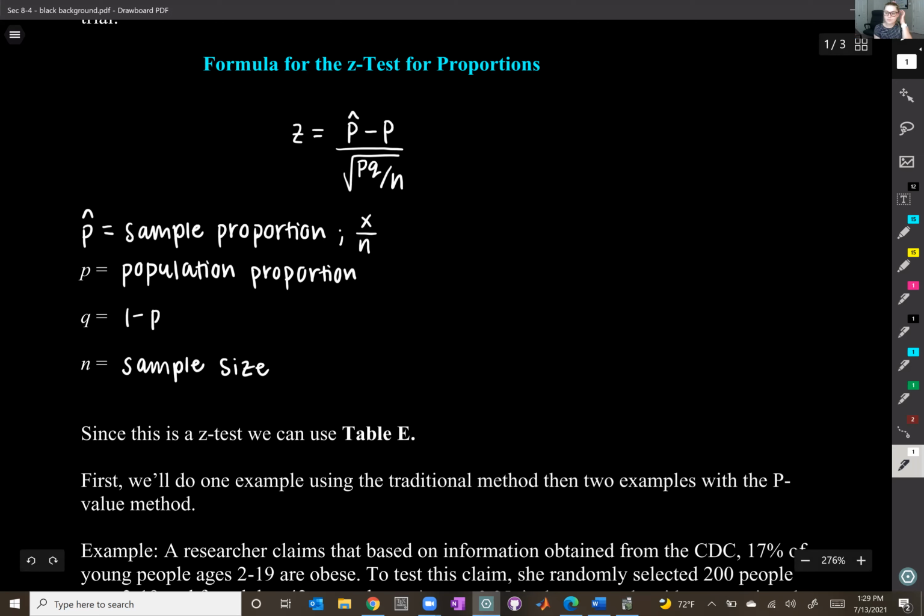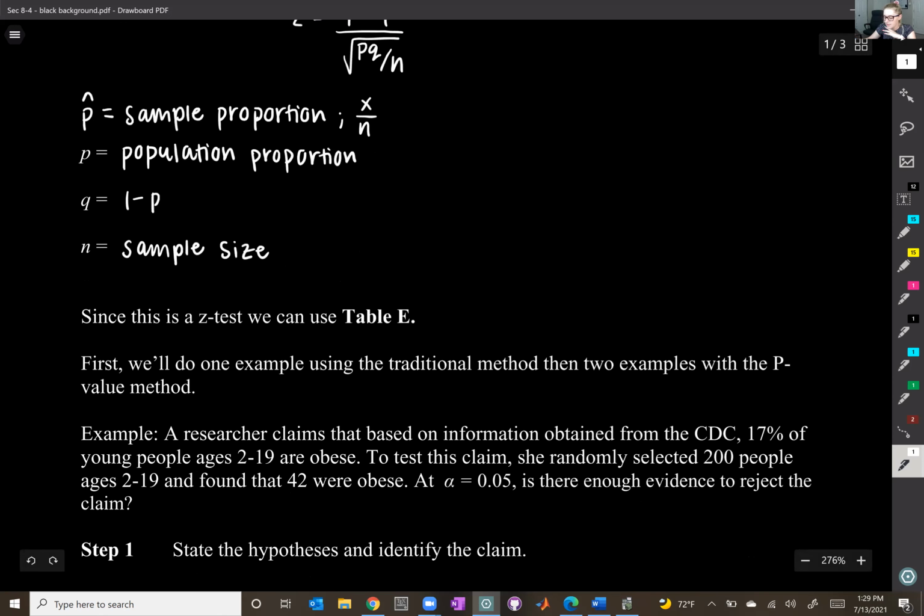And there we go. So that is how we do the z-test for proportions. This is our formula, and this is what everything is. We are given all of these pieces except for Q; we have to calculate Q as 1 minus P. But everything should be pretty straightforward in the problems that you have. Like this says, since this is a z-test, we can use table E. So whenever we're doing z-tests, we are using the z-score table, and whenever we're doing a t-test, we're using the t-distribution table.